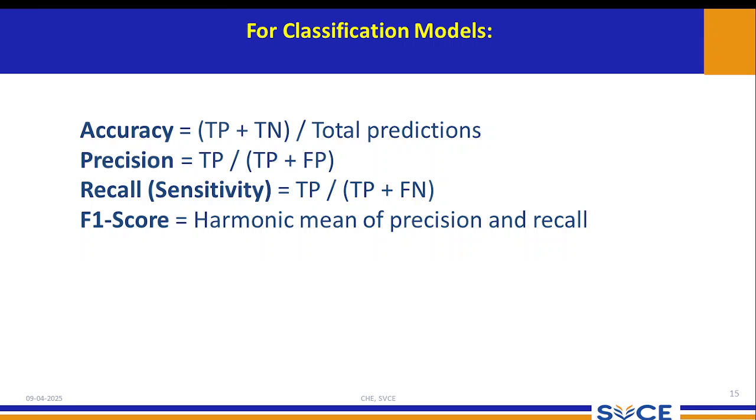So F1 score is nothing but a mean of precision and recall. Precision and recall are already tabulated with the formulas: true positive divided by true positive plus false positive, and true positive divided by true positive plus false negative.